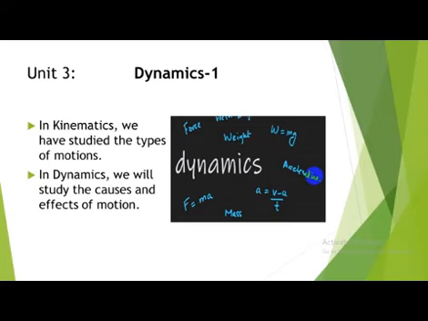But in dynamics, we are going to study the causes and effects of the motion: what produces a body to move, what causes a body to move, and what are the effects of the motion on the surroundings and on the interacting objects of that body. So in short, in kinematics, we just study the type of the motion, while in dynamics, we study the causes and effect of the motion on the surrounding bodies as well.